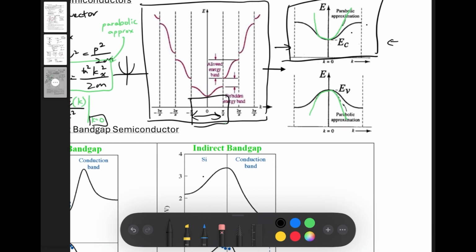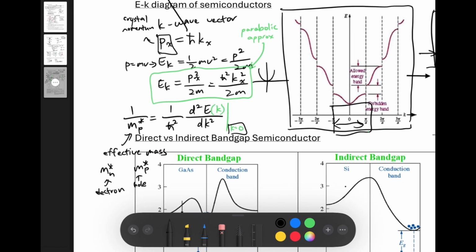So this is for conduction band, or this is for valence band. So depending on what function of E they give you, you can find both the electron or hole effective mass using this equation. But again, it's rarely tested.